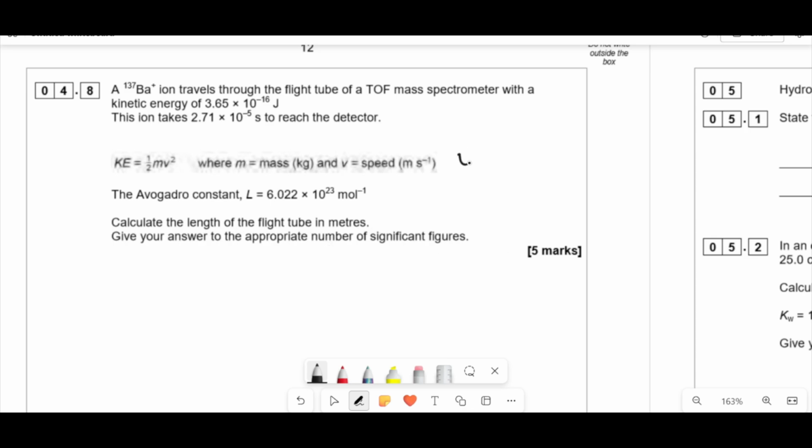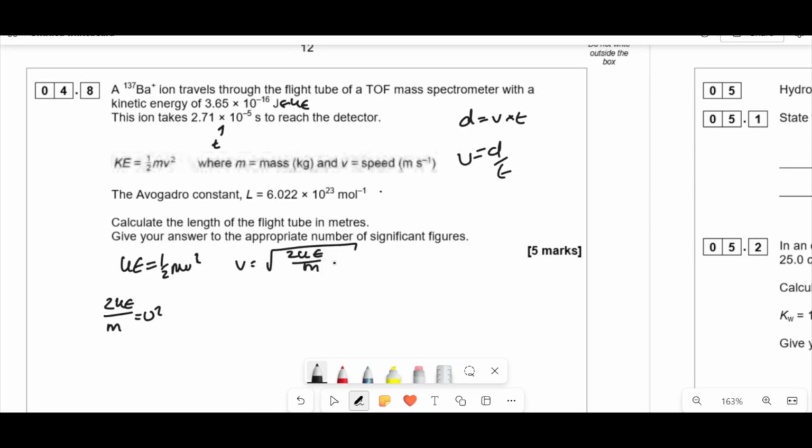So we know that speed equals distance over time. The distance they're covering is the length of the flight tube. So we're going to have to find out what v is to eventually get the distance, because distance equals speed times time. So what you need to do is look at what you've been given in the question and start working with that. We know the time it's taken to move, we know its kinetic energy, and we know the Avogadro constant too. KE equals a half mv squared. So 2KE divided by m equals v squared. So v equals the square root of 2KE over m. Now the problem is that the mass, oh no, we don't have the mass.